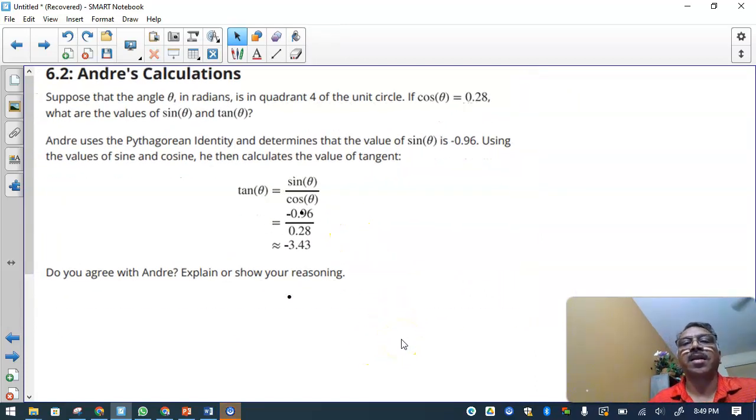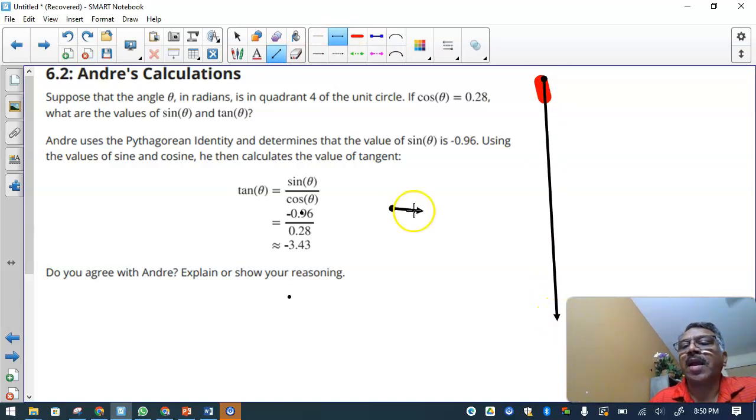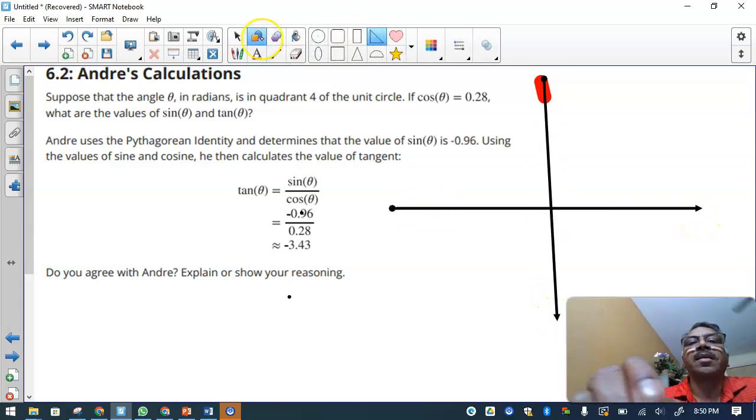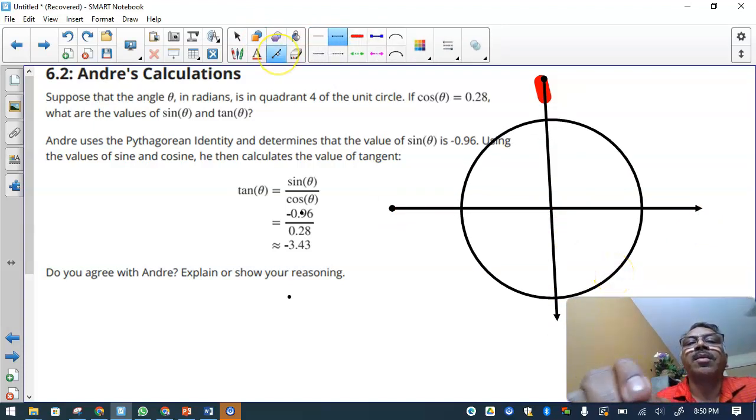So what Andre did is, remember, he used the Pythagorean identity. What that means is, watch this again one more time. If you forget, I like to show this. This is the y-axis and the x-axis, and there is a circle like this. Okay, let me draw this.